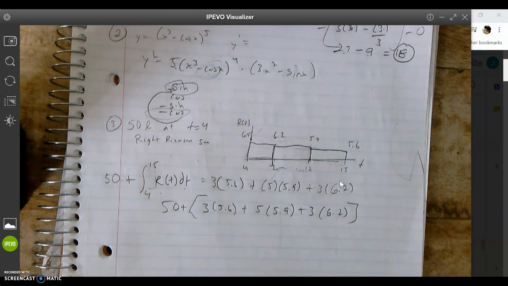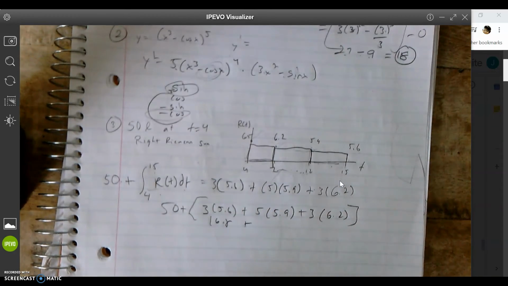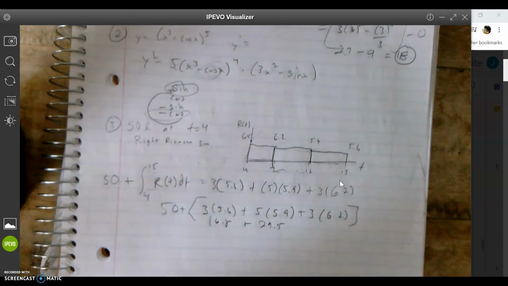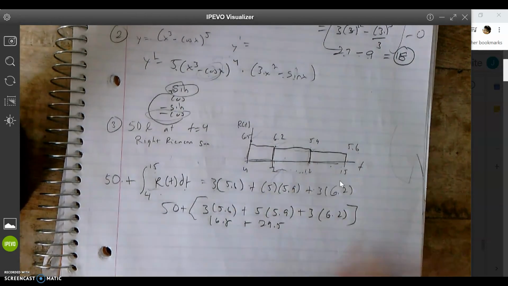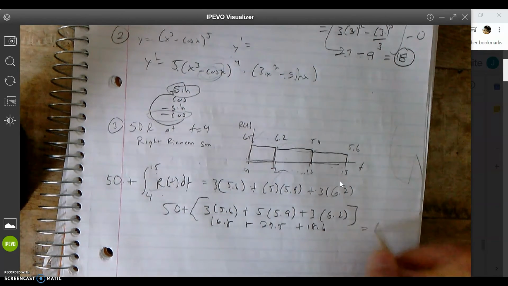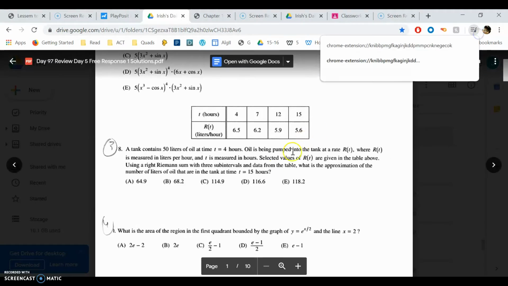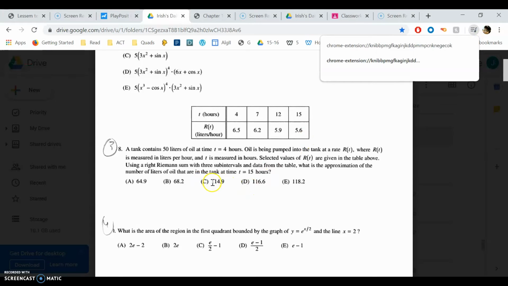So 3 times 5.6 is 16.8, plus 5 times 5.9, which is 29.5, and then 3 times 6.2, which is 18.6. Add those up: 29.5, boom, plus 16.8, boom, plus 18.6, plus 50, boom. I got 114.9. Let's see if we get the same thing up here. Yes. See, the common misconception is you don't add that 50, so make sure you add that 50, because that answer is sitting there if you don't put it there, right? So you add that 50.